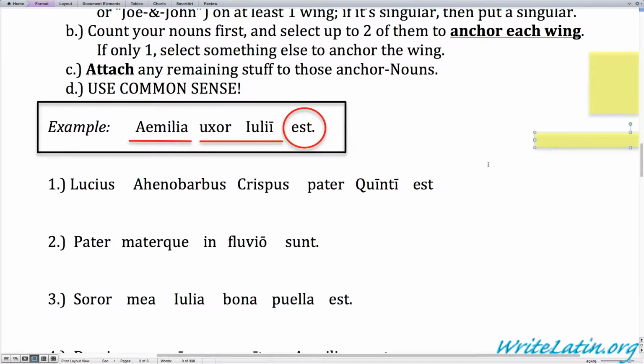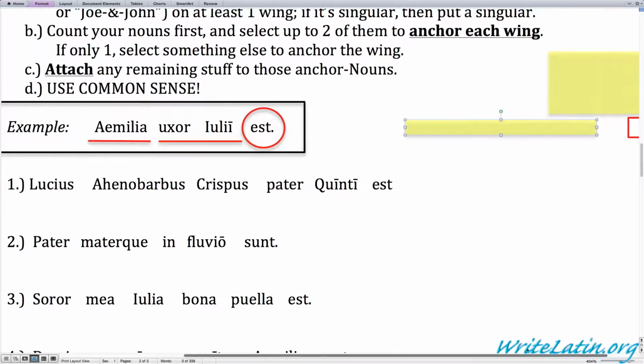All right, example. Amelia uxor Julii est. Well, I was reading it, I saw Amelia uxor. There's my second noun, so that was a signal to me that that's the new wing. And so you can see I wrote in red here a line underneath of it. So here I've shown the 2 wings, and this exercise is complete.